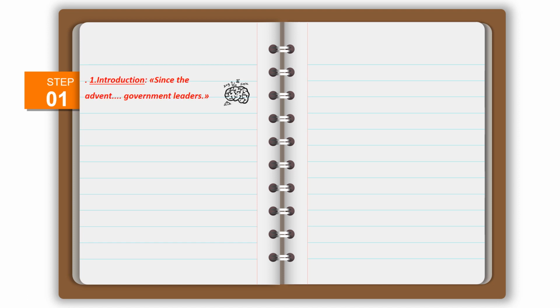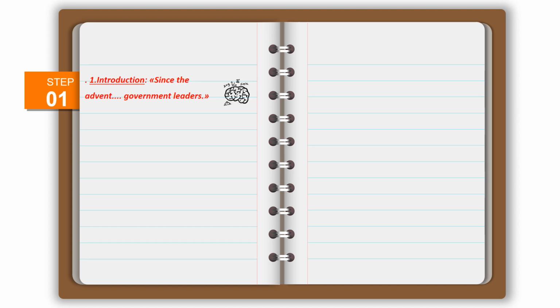Let's move to the structure of an essay. In any piece of writing, there are 3 main parts which are introduction, body, and conclusion. And now let's analyze the main parts of our previous essay. In our previous essay, its introduction starts from "since the advent" until "the government leaders."